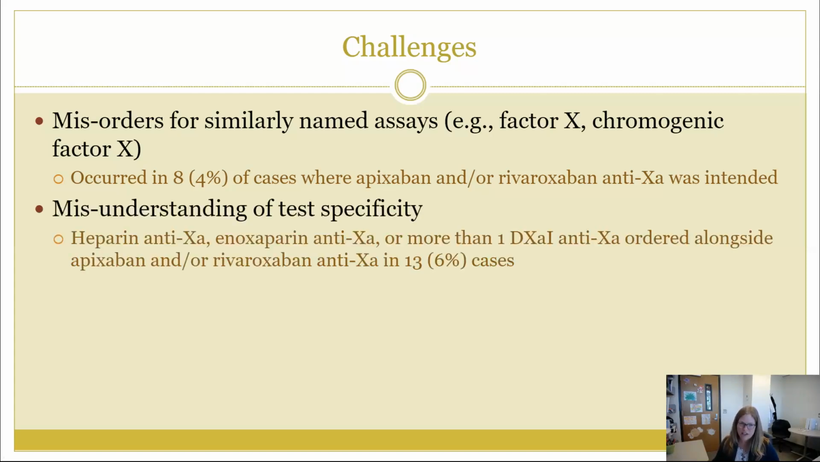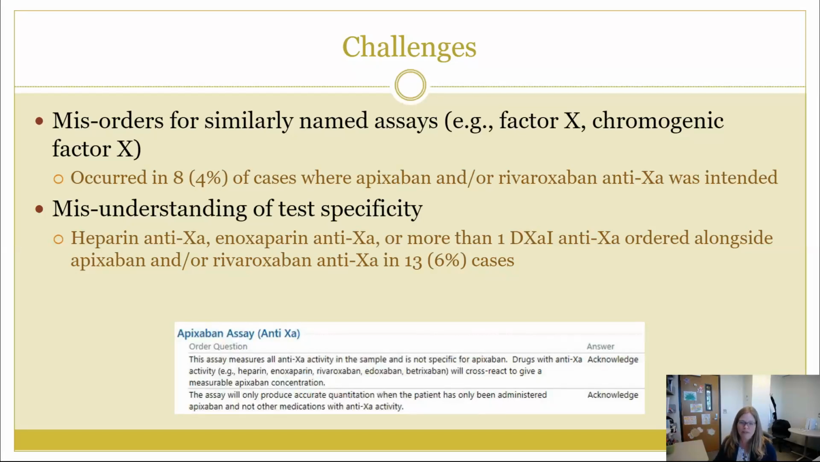And then there's also a misunderstanding of test specificity. On the same sample, a heparin anti-10A, enoxaparin anti-10A, or maybe both apixaban and rivaroxaban are ordered, like multiple things ordered that our assays cannot differentiate from each other. This happens like 5 to 10% of the time. So what we've done to try to help is we have order prompts at the point at which the assays are ordered, basically making the providers acknowledge the specificity issues, and that you should not use this unless this is the only medication that should be present in the patient.